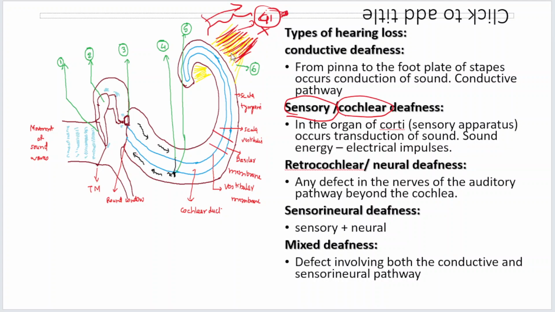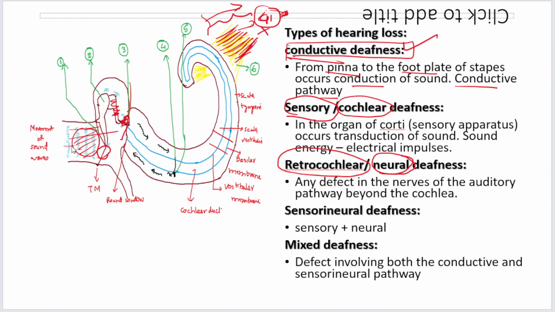This whole thing comes under retrocochlear. We call it retrocochlear because it is after the cochlea, also called the neural part of the transmission of sound. Based on that, we divide deafness, first into conductive deafness. From the pinna to the foot plate of the stapes occurs conduction of sound, and any defect here causes conductive deafness. Suppose there is wax, this causes conductive deafness. Suppose there is a tympanic membrane perforation, ossicular dislocation, or otosclerosis: any problem up to the foot plate of the stapes comes under conductive deafness.